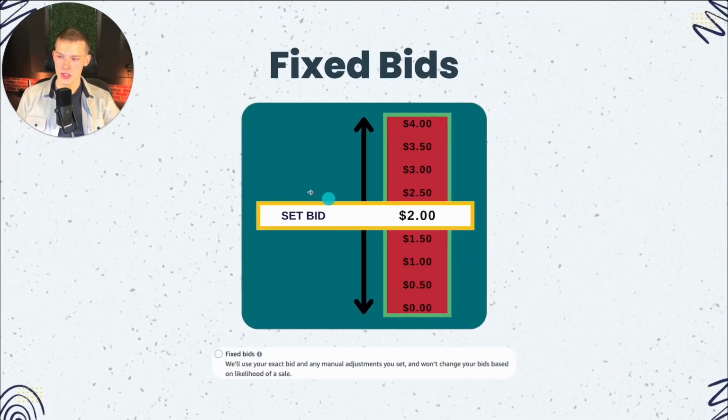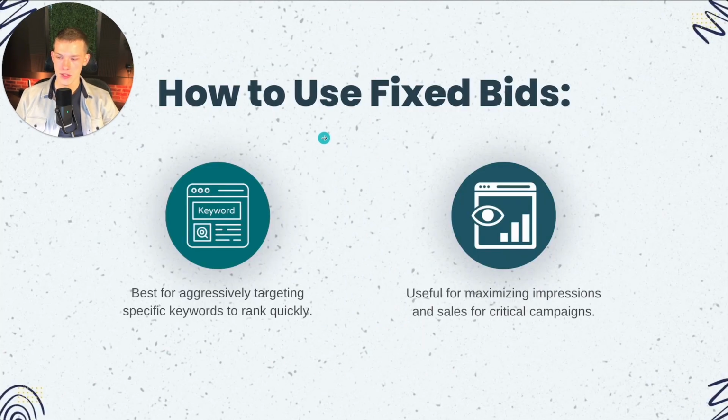So then the last bidding strategy is going to be fixed bids. Now with fixed bids, Amazon cannot increase them up or down. What you set your bid at, that is what you're going to bid for those placements. So directly from Amazon, we'll use your exact bid and any manual adjustments you set and won't change your bids based on likelihood of sale. Those manual adjustments are going to be top of search modifiers, but I don't recommend using them with fixed bids.